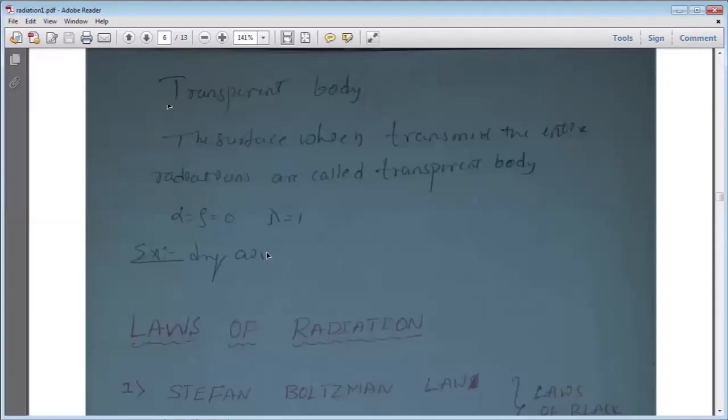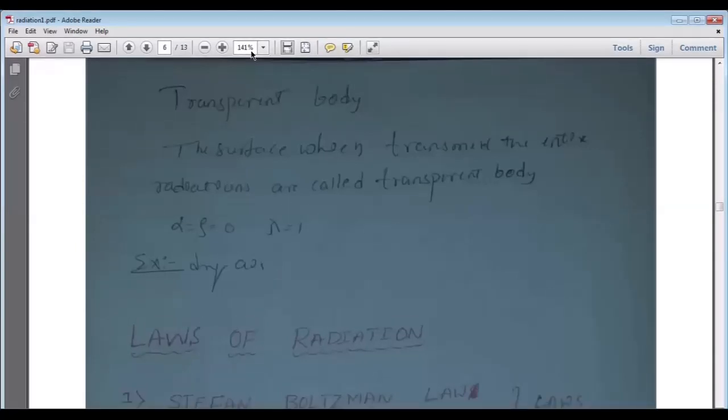So now we stop here. In today's class, these are the basic terms we should know, what radiations are. So I will stop now, and if you have any questions, you can ask, and we'll discuss the questions.